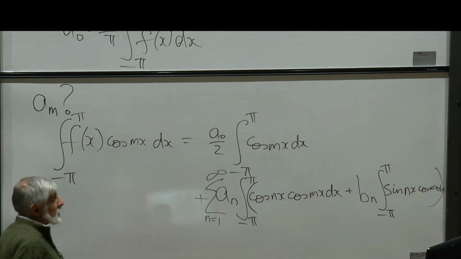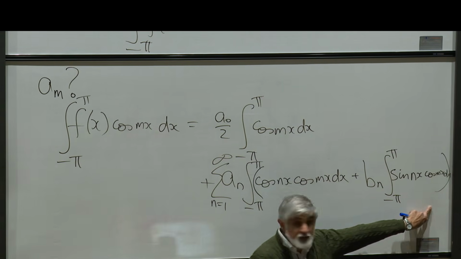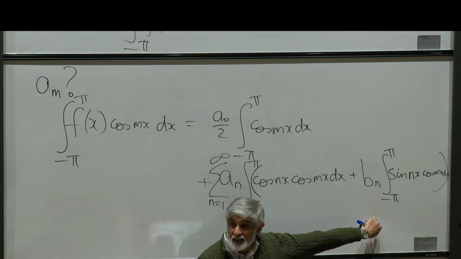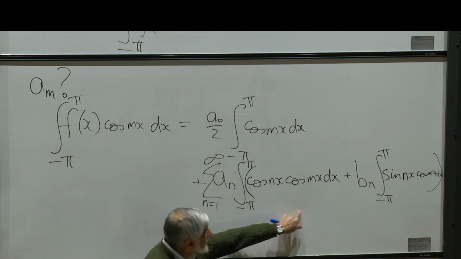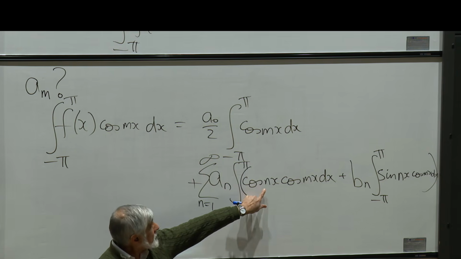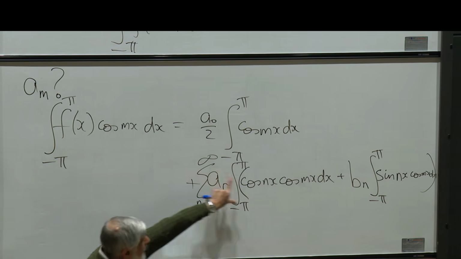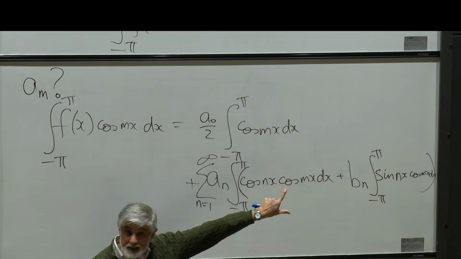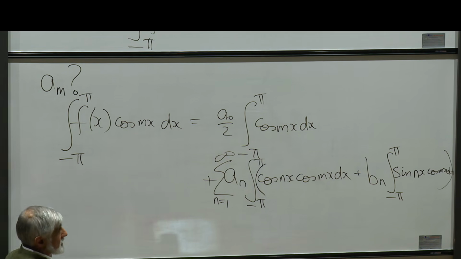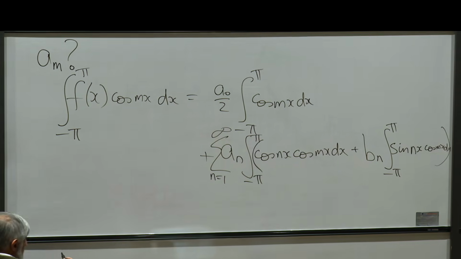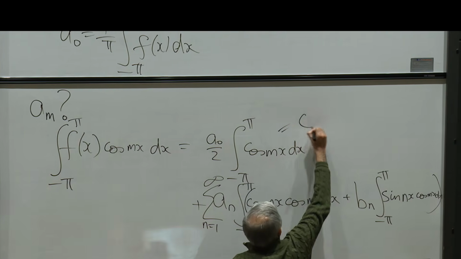Now, wouldn't it be brilliant if all these b's disappeared? And wouldn't it be even more brilliant if all of these disappeared except for the m? And then I'd have just am on this side, and then I'd got it. Okay? Well, so we know this one is 0.